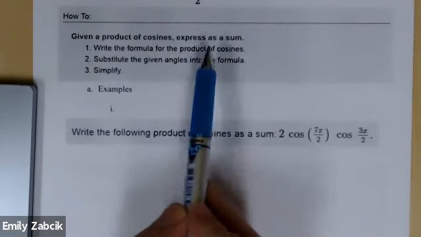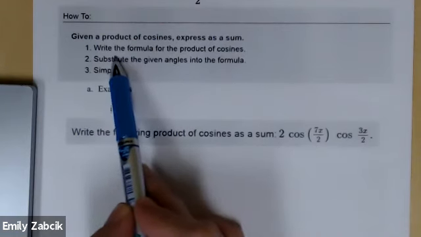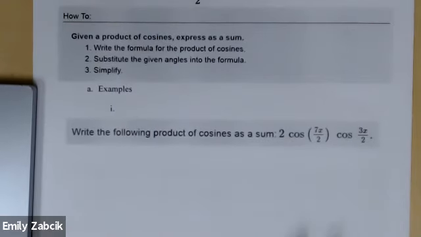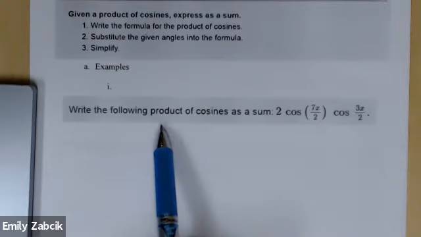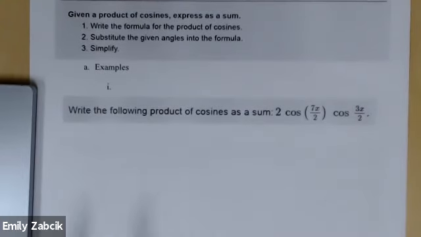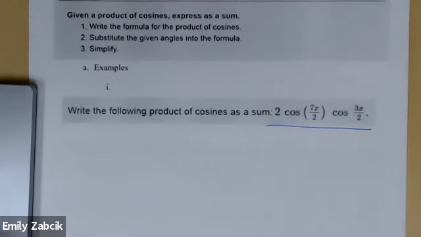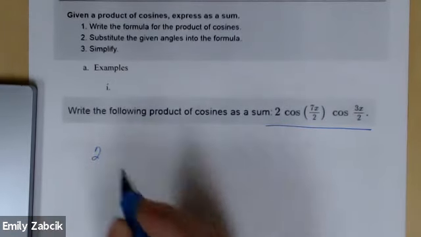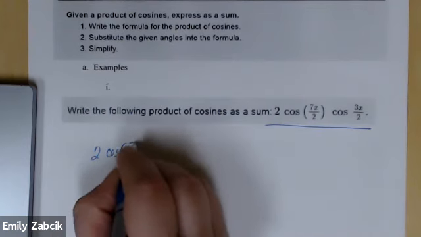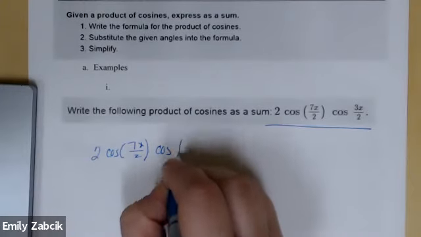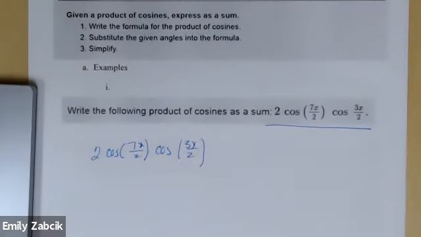And so it says, how are we going to do this? If we were given a product of cosines, we're going to express it as a sum. So we're going to write the formula for the product of cosines, substitute, and then simplify. And so here's what it says here. It says, write the following product of cosines as a sum. So we're just rewriting it as a sum. So this is what we're going to start with, and we're hoping to end up with a summation. So I'm going to go ahead and write it here. I have 2 cosine of 7x over 2, cosine of 3x over 2, and I want to turn this into a summation.